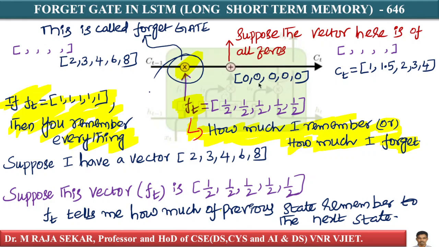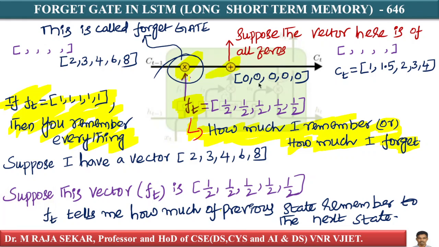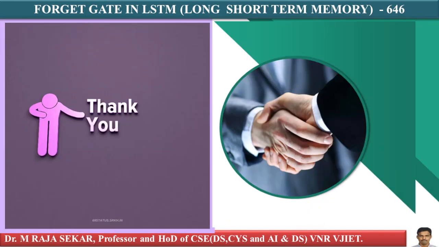Here, this plus operation is a point-wise addition operation. How much information can I add? It indicates that you are adding more information to the cell state through point-wise addition. This particular thing is known as the forget gate. This one is useful for adding more information to the previous cell state. I request you to go through this lecture. I will continue my discussion on LSTMs in my next lecture also. Thank you very much.